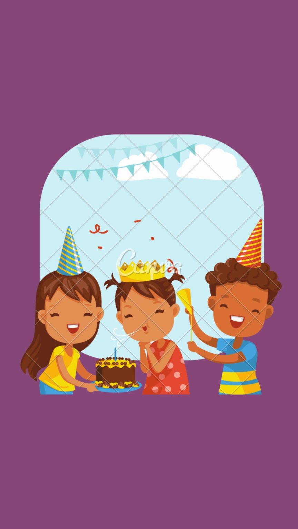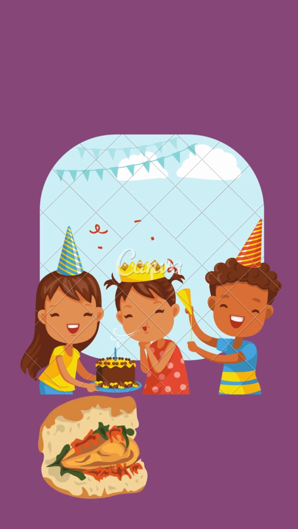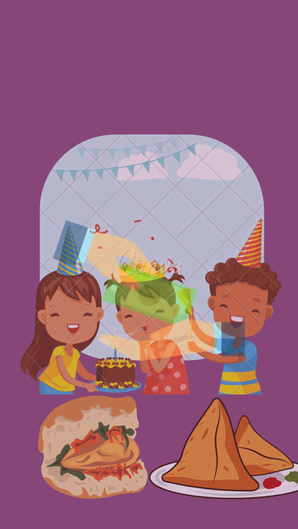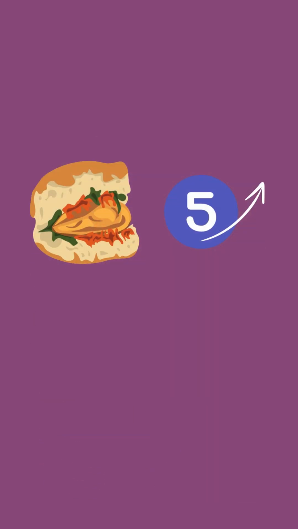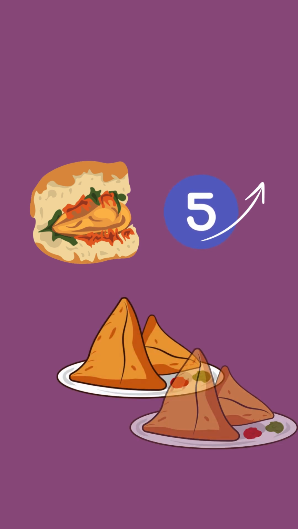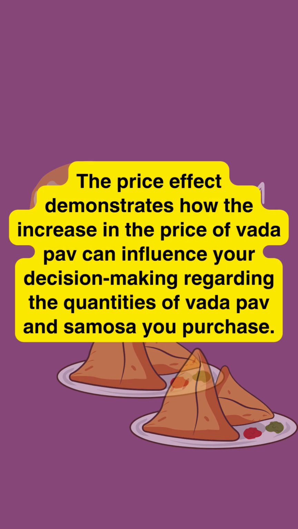Imagine it's your birthday and you want to treat your friends to vada pav and samosa with your pocket money. On the day of your birthday you find out the cost of vada pav has increased by 5 rupees. So, you decide to substitute vada pav by purchasing more samosa. This is what is called the price effect in the language of economics.